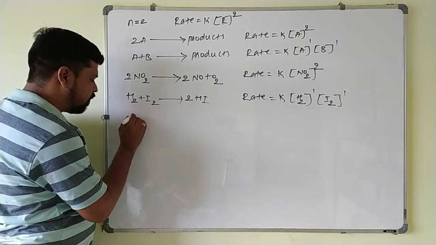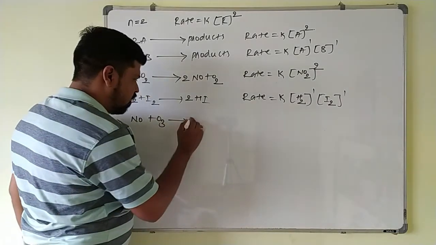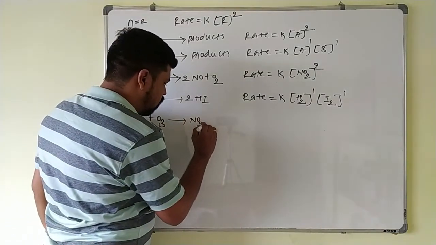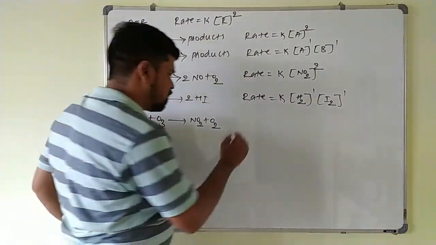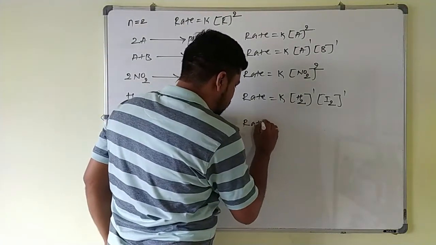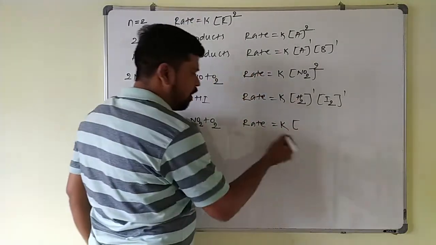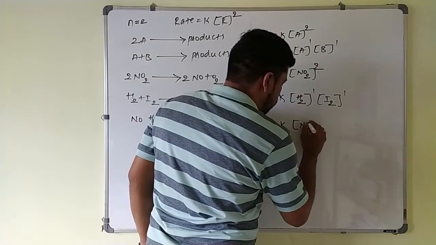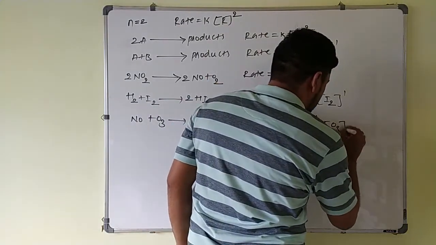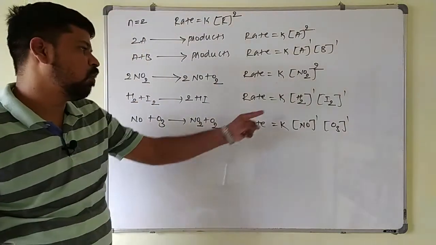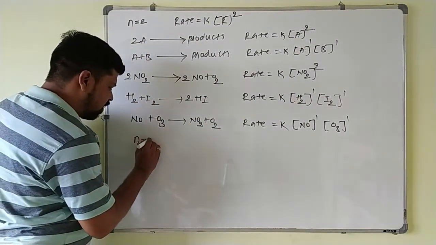Next one, ozone depletion we can take. NO combines with O3 giving NO2 plus O2. This is ozone depletion. And here also, this follows second order reaction, rate equal to K into NO power 1 and O3 power 1. Again the sum will be equal to 2 here. If n value is equal to 3, then it is third order reaction.